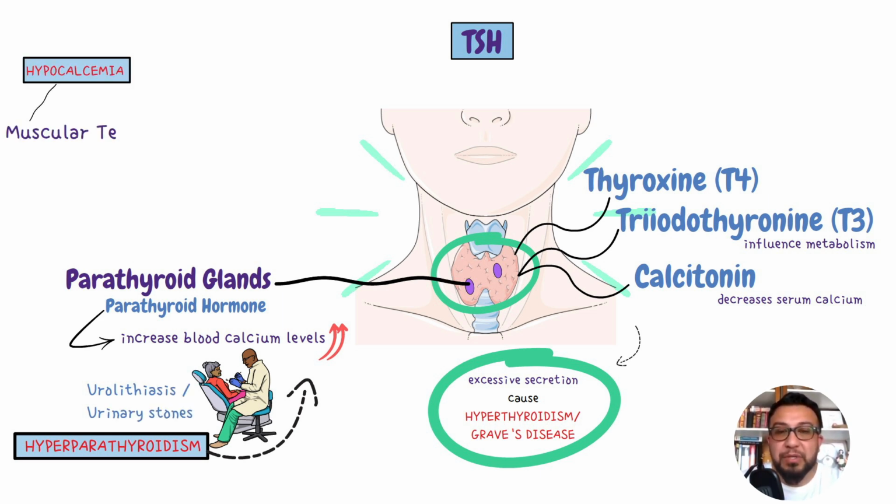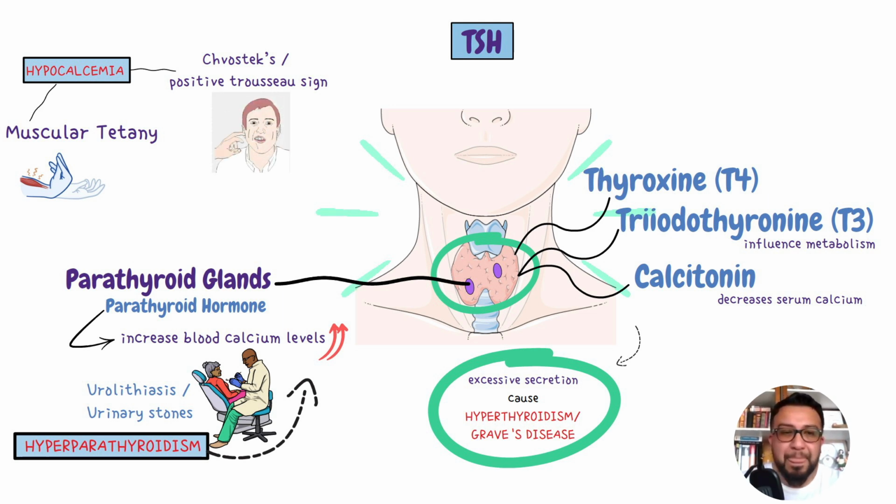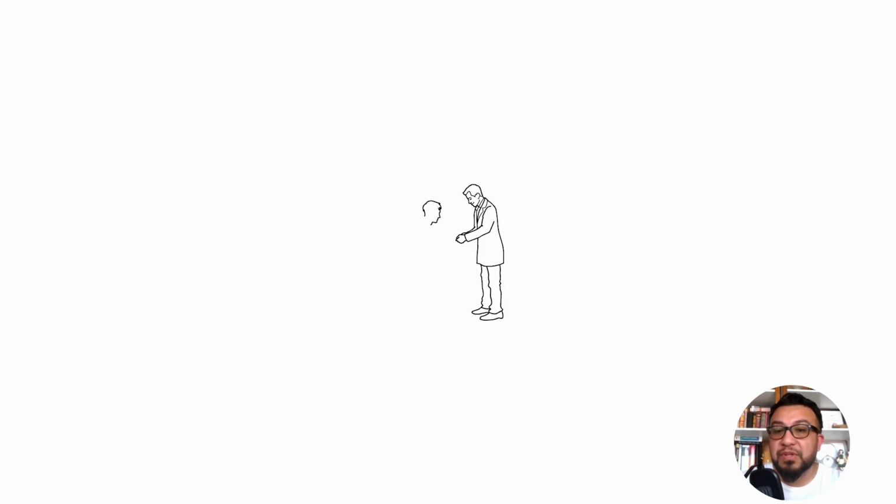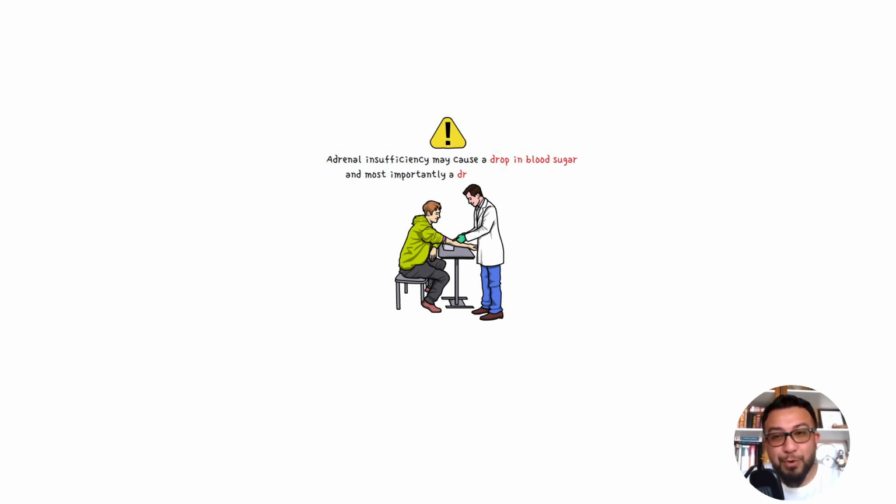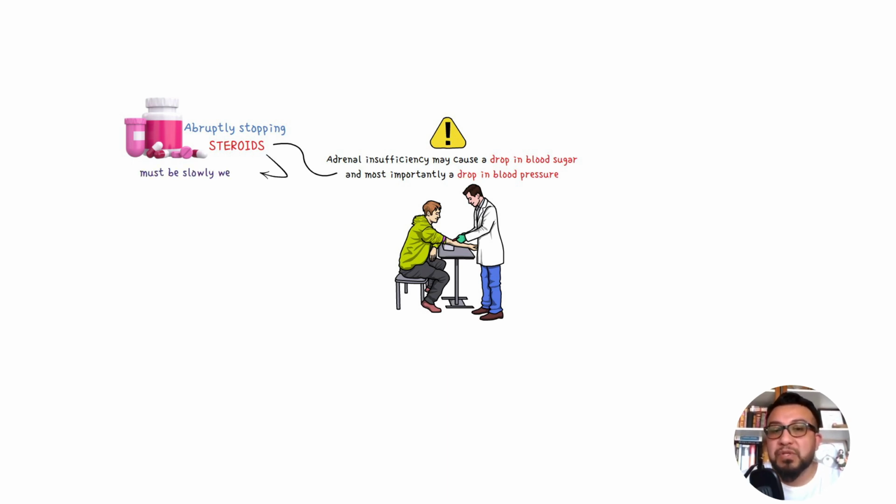Hypocalcemia may result in muscular tetany, which may compromise the airway. And you must look out for a positive Chvostek's or Trousseau sign, and these indicate hypocalcemic tetany is imminent. A thyroidectomy may cause some unexpected adverse effects as well, such as a thyroid storm and hypocalcemic tetany. Patients must be monitored closely for these specific post-thyroidectomy complications. Adrenal insufficiency may cause a drop in blood sugars, and again, most importantly, a drop in blood pressure. This may be induced by abruptly stopping steroid therapy when the patient's on it, so it must be slowly weaned off or tapered off.